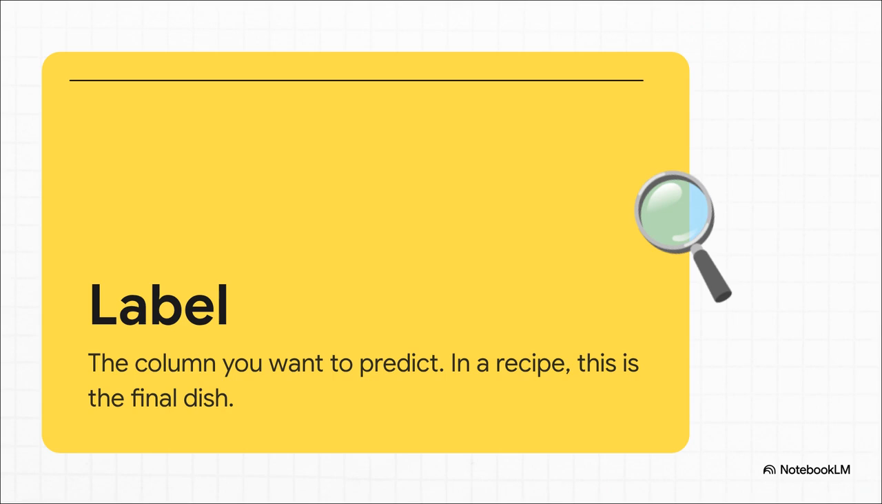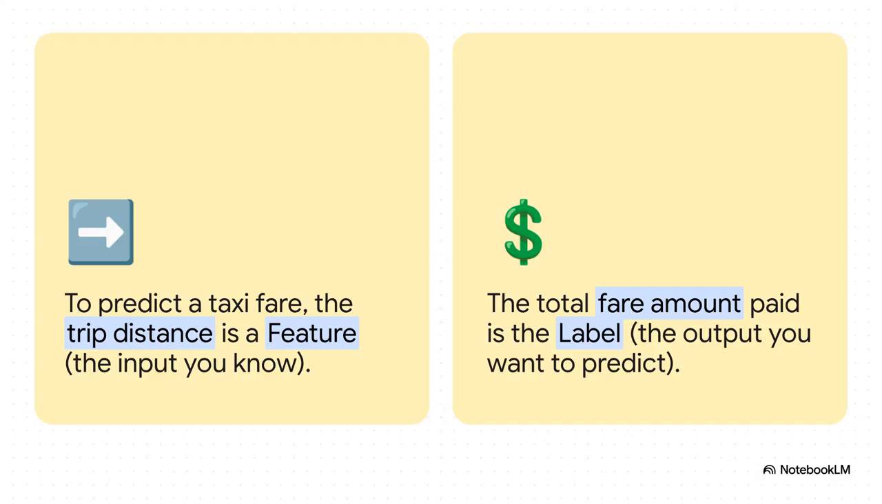It's the output. Let's make this super concrete with a taxi fare. The distance of the trip, well, that's something you already know, right? That's your input, your feature. The final cost of the ride, that's what you want to predict. That's your output, your label. See? It's that simple. Features are what you know. The label is what you want to figure out.